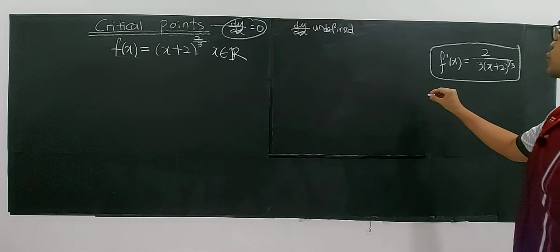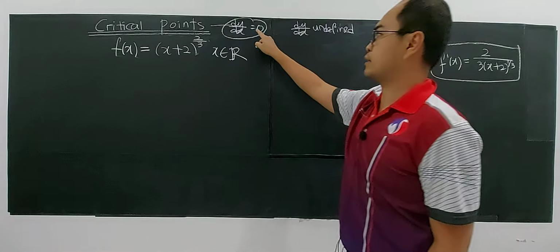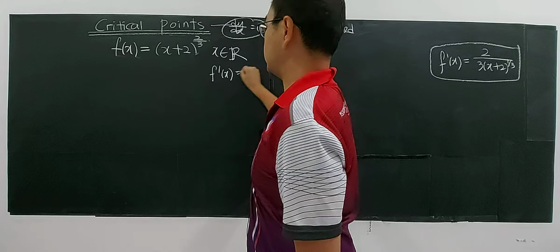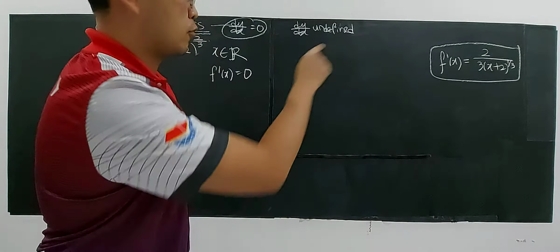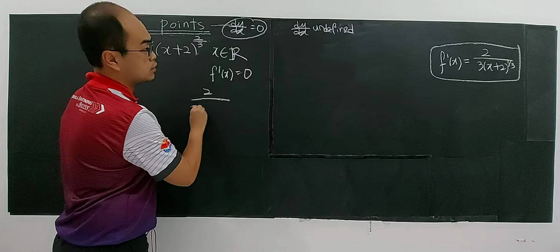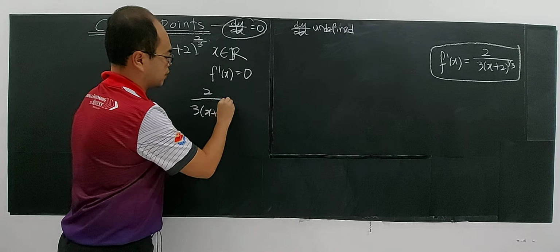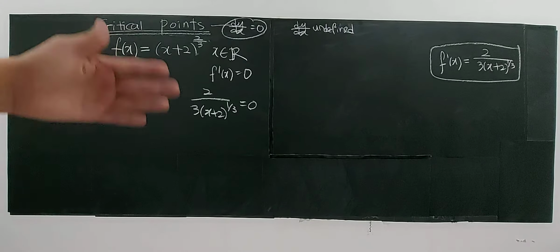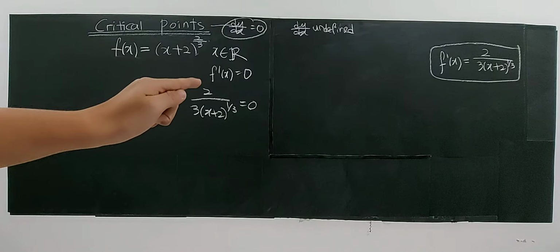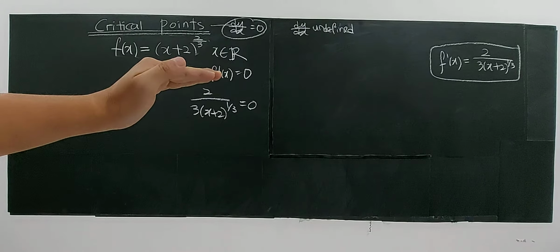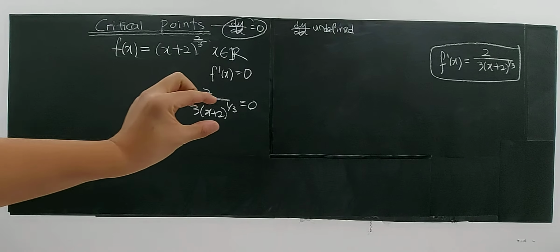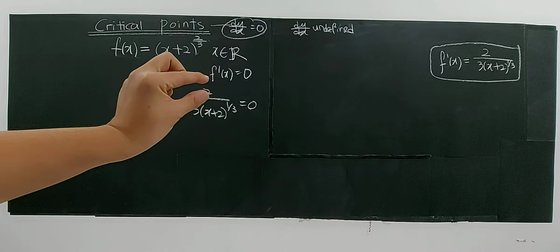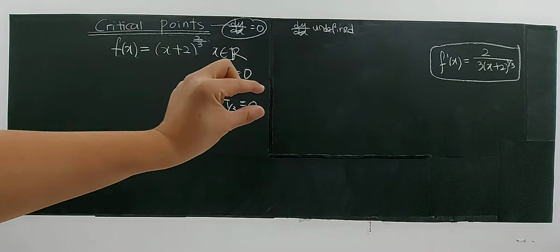So f prime x equals 0. The first case here is dy/dx being 0, the stationary points. Is it possible for f prime x to be 0? That's the case we need to consider. For example, 2 over 3 (x plus 2) to the power of 1/3 equals 0. It's impossible for this function to be 0, as you see that the numerator is a number. A number divided by something will not turn out to be 0. Even though 2 divided by 0 is undefined, it won't become 0.